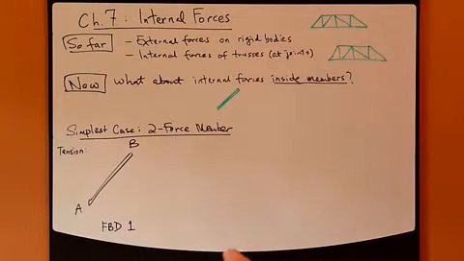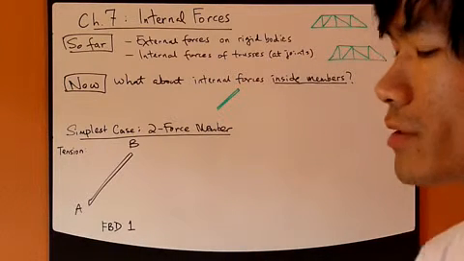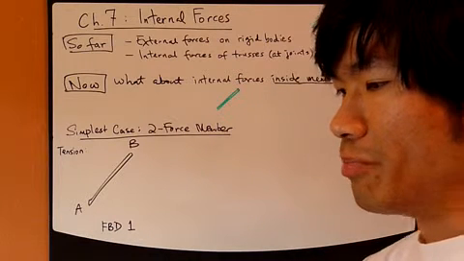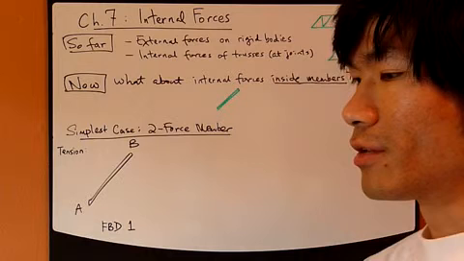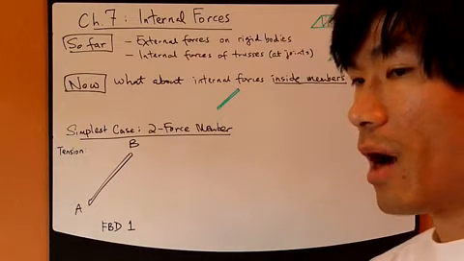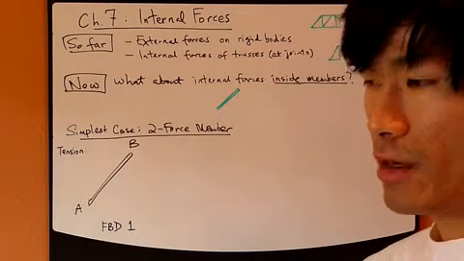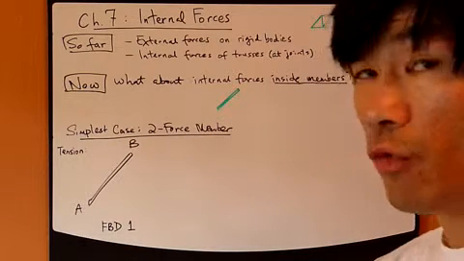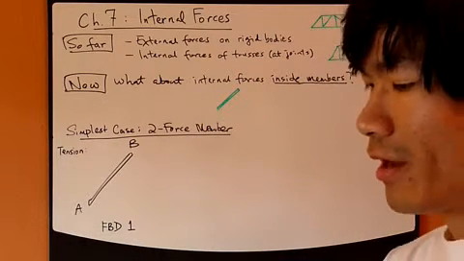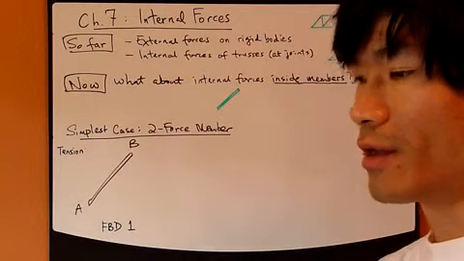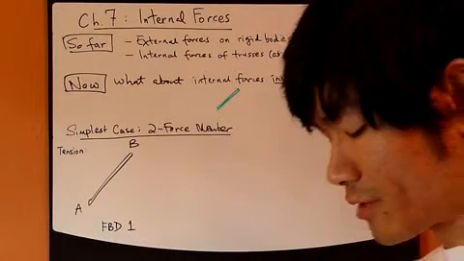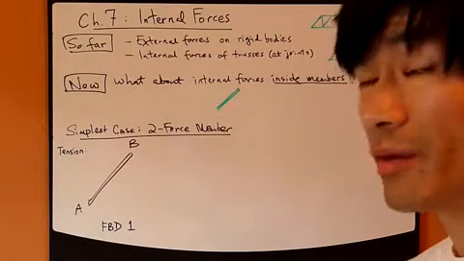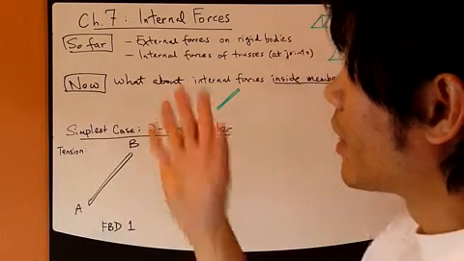Now, the rest of chapter 6 is concerned with frames and machines, which is really concerned with multi-force members. But the analysis is exactly the same as for two-force members, like what we did with the joints and sections methods for trusses. So there's really nothing much to it. It's exactly the same thing, so I'm not going to spend time doing that. Let's move on to chapter 7.